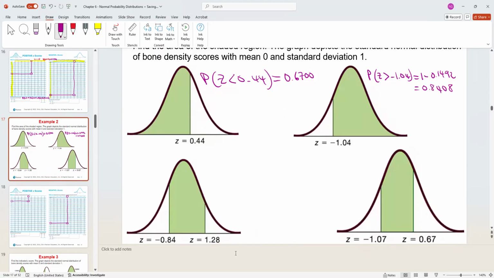Now let's see between. Look at what happened with between. When we do between, that means Z is between negative 0.84. I'm going to put Z between because it's between. You see the shaded area. I'm focusing on the shaded area. Z is between negative 0.84 and 1.28. The first thing is to look for the second probability. So what is Z for 1.28? Because it's the biggest one.